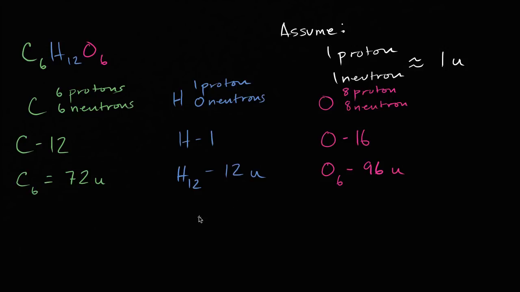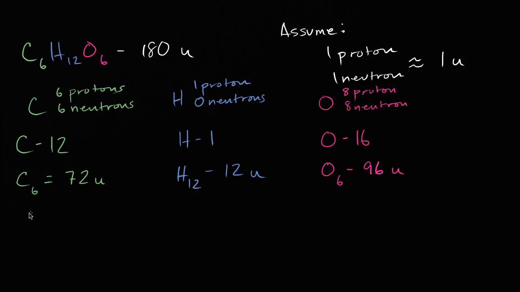And so what's the mass of a molecule of glucose? Well, if we assume these numbers right over here, it's going to be 72 plus 12 plus 96. I'm just adding the mass of the constituents. And that's going to be 84 plus 96, which is 180. So this right over here is 180 atomic mass units, or 180 Daltons. Now let's try to answer our question. What percentage of this 180 is carbon? Well, 72 out of the 180 is carbon.